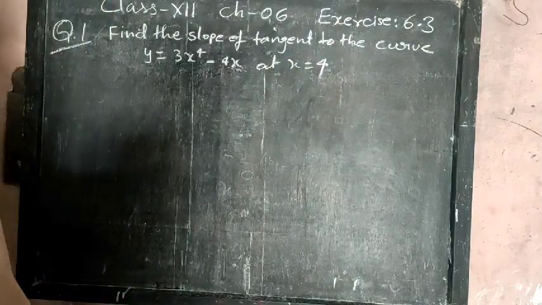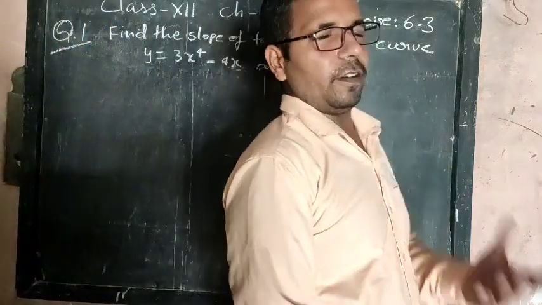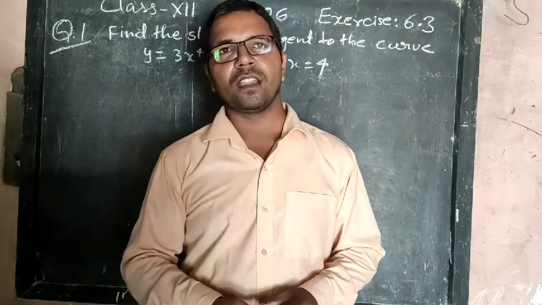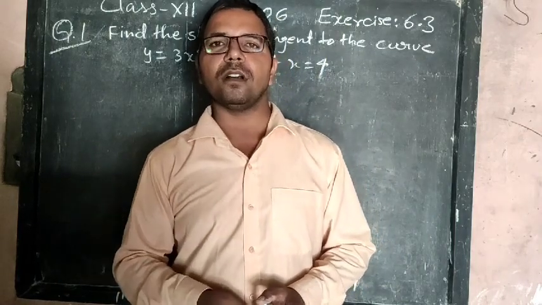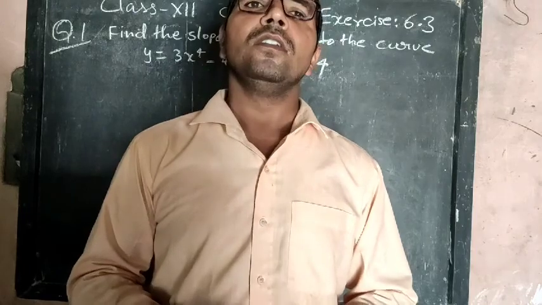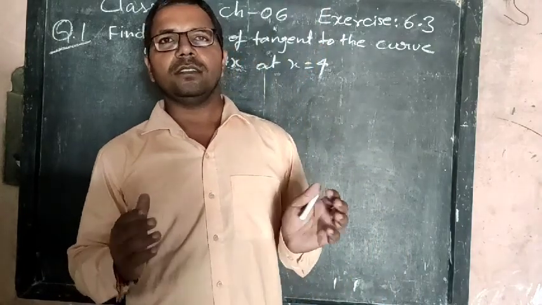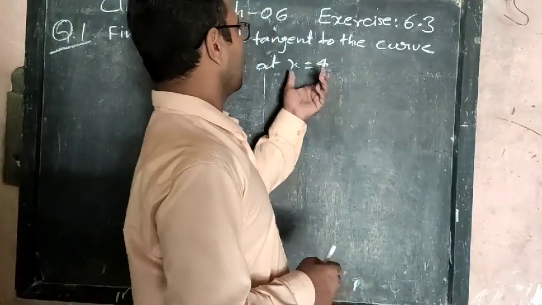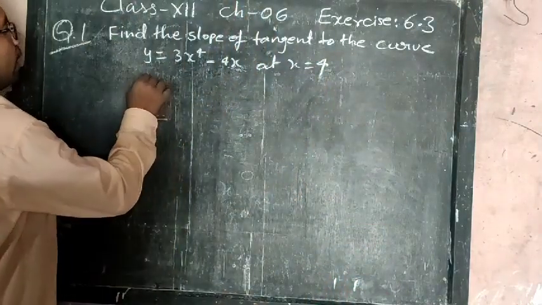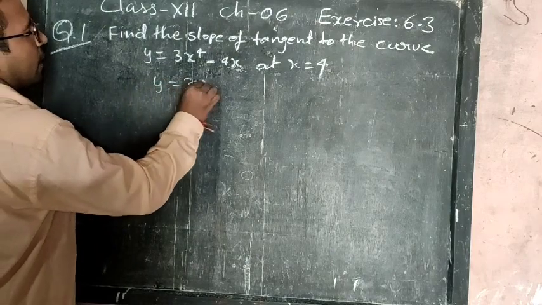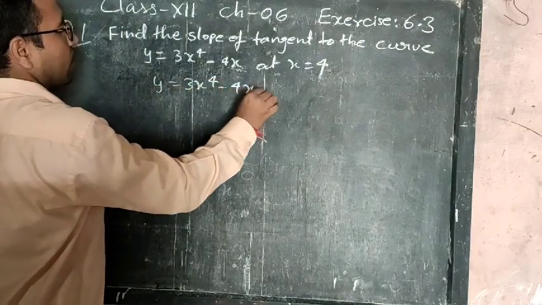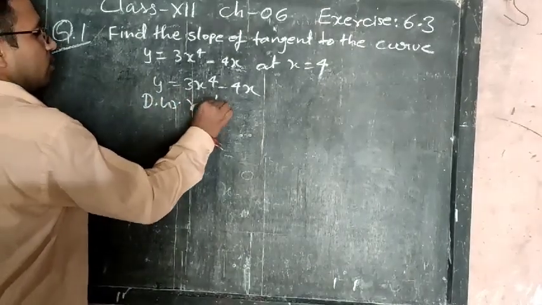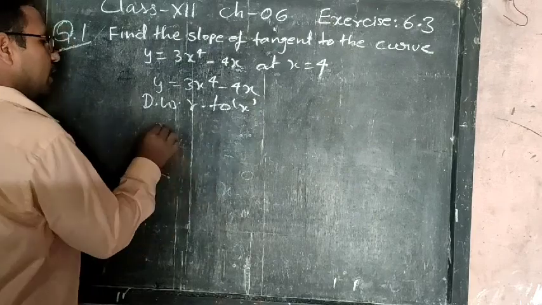So students, the question is telling you to find the slope of the tangent. Slope of the tangent means what? Y is equal to this much is given here. Slope of the tangent we can say dy by dx, or tan theta also, or f dash x also. So we will find out after differentiating dy by dx at the point x is equal to 4. So y is equal to 3x to the power 4 minus 4x. Now we have to differentiate this with respect to x. How much will you get here?